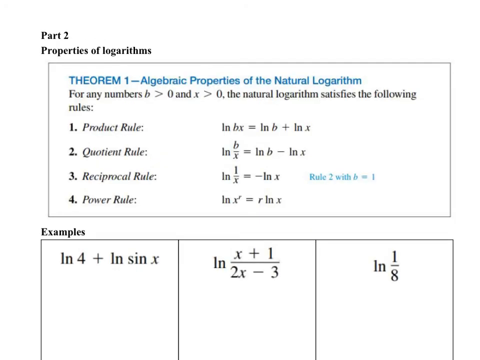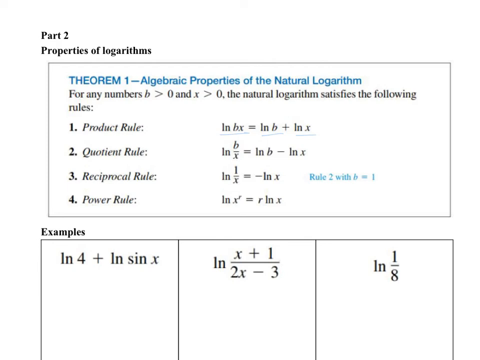There are properties of logarithms that you should have already learned before in previous courses. The first is the product rule. That is, if you have two things being multiplied next to a log, such as log of bx, I can split that up into two separate logs joined by a plus. Quotient rule: if you have two things being divided next to a log, you can change it into a subtraction.